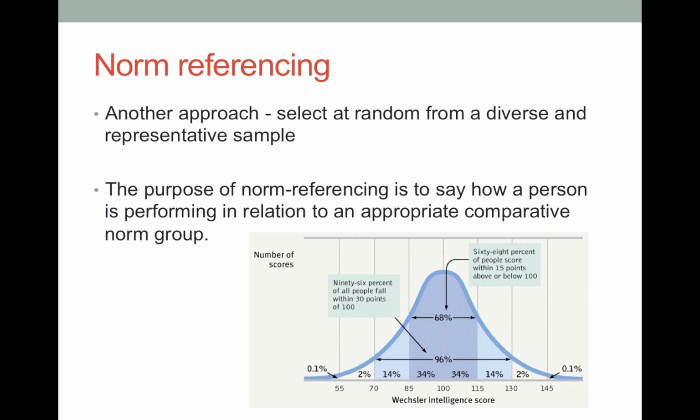Another approach would be to simply select a random sample from a diverse and representative sample of, for example, weak and strong schools, minority and white areas, large and small cities, northern and southern communities, etc. If this sample then embodies about the same percentage of minorities, city dwellers, upper and lower class families as that in the national census, then the test developer feels secure that the norm group is representative of the general population. The purpose of norm referencing is to say how a person is performing in relation to an appropriate comparative norm group.